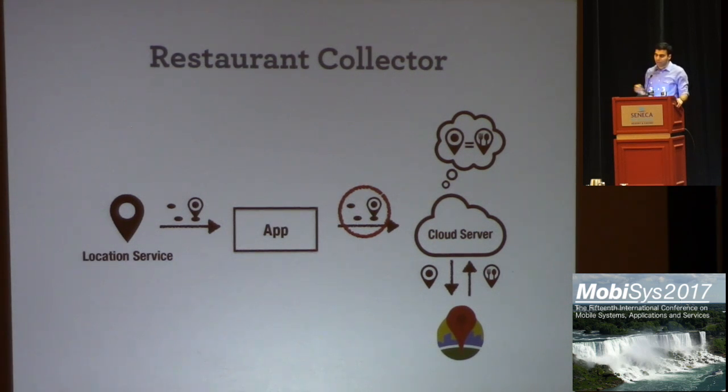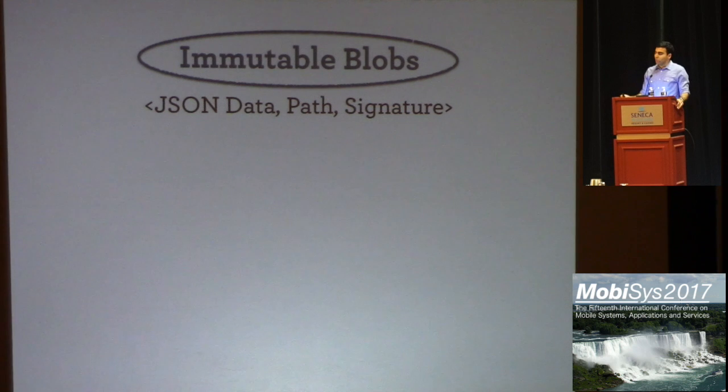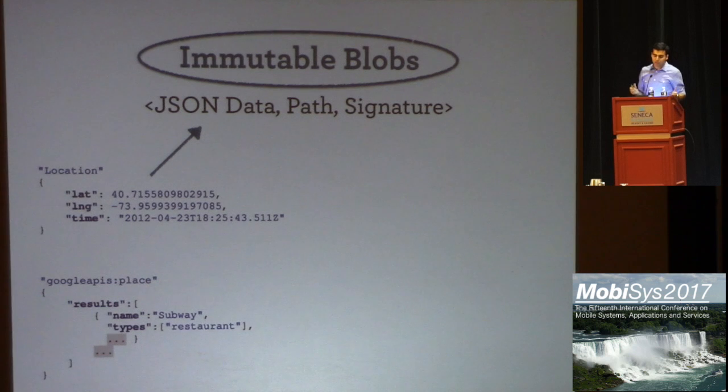But the problem, of course, is that you're shipping out your data all the time, and you want to avoid that. So to do this in a privacy-respecting manner, we came up with a primitive that we call an immutable blob. The immutable blob has three parts. The first part is a JSON data structure. This could be coming from one of the sensors that exist on the device, for example, the GPS sensor, which will give you something like latitude, longitude, and the time. Or it could come as a response of one of the REST API queries to a list of trusted services.